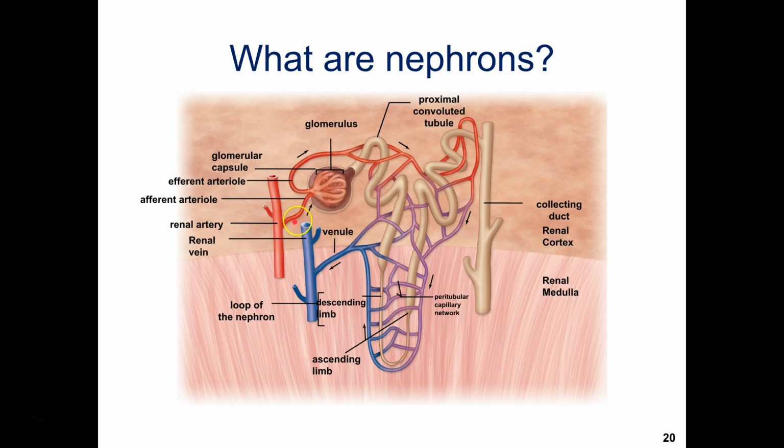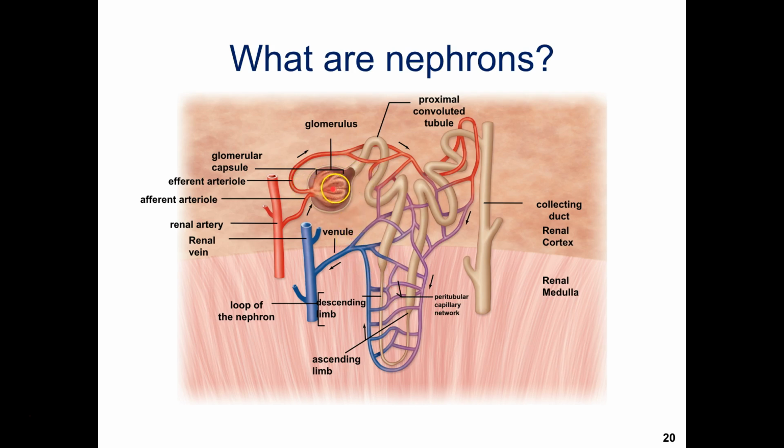So you have the afferent arteriole here, which is bringing blood into the glomerulus. Okay. Then you have the efferent arteriole, which is taking blood away from the glomerulus. Okay. And this is going to spread out into these capillaries that are surrounding this nephron tissue. And so anything that leaves the nephron is going to get reabsorbed by these capillaries.